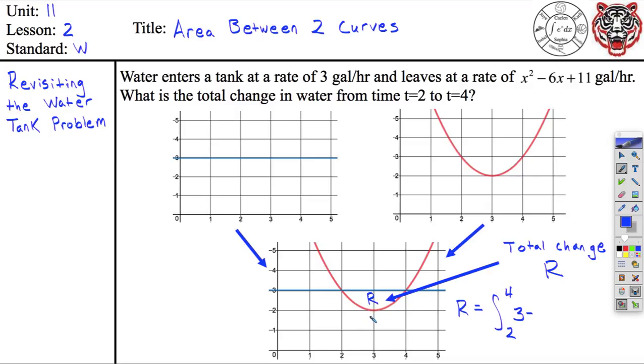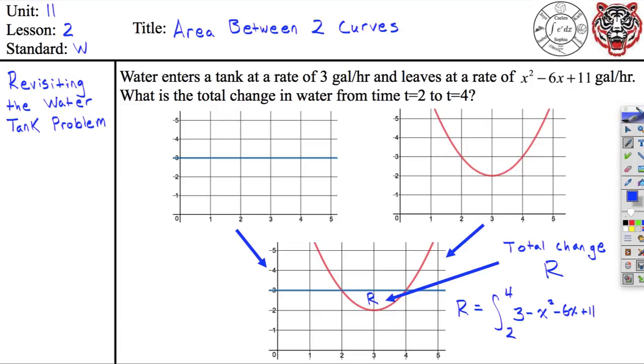So I have the integral between 2 and 4, mainly because that's where the points intersect, but it also happens to be the interval that it's asking for, 2 to 4, so it just happens to be the same. Now that we know that, it's the integral between 2 and 4, and then I'm going to do the top function minus the bottom function. The top function, Joy told us, was 3. The bottom function is going to be what? x squared minus 6x plus 11.